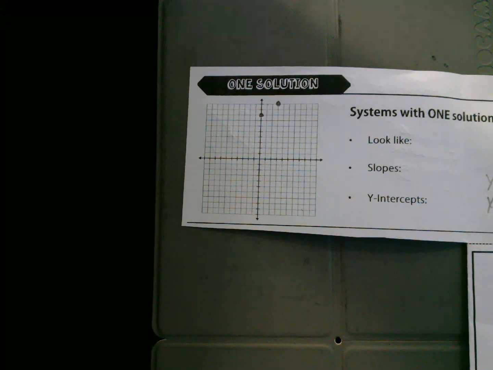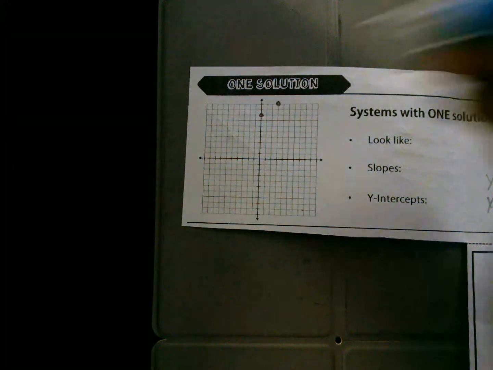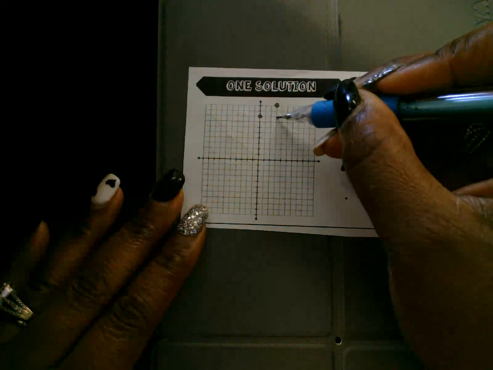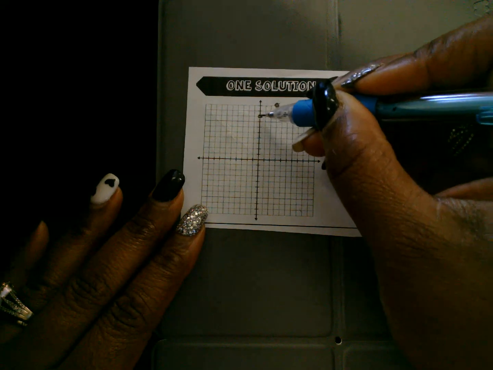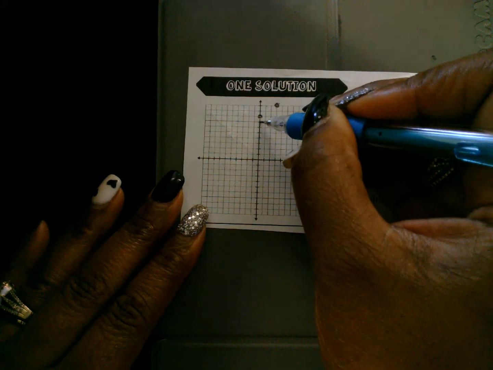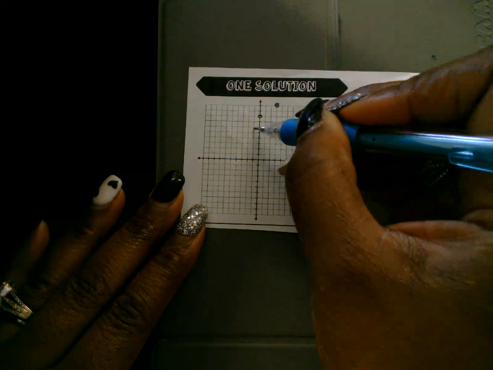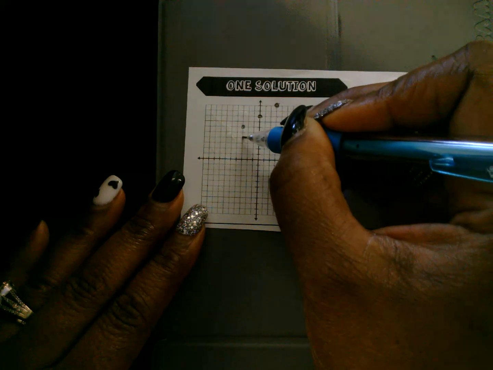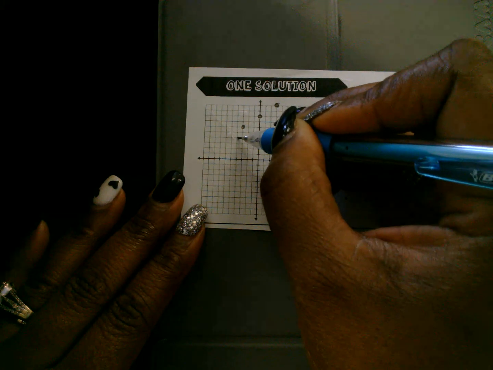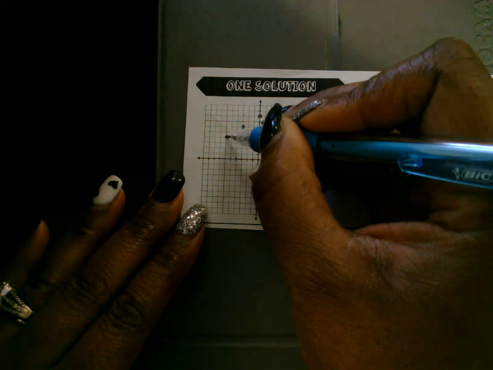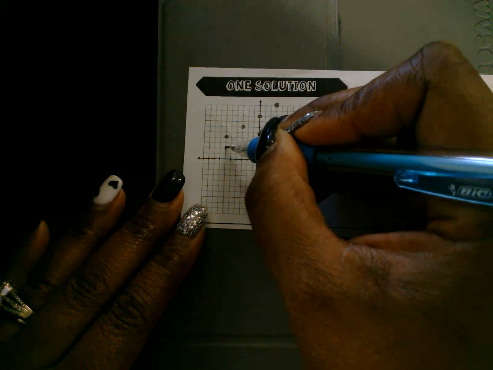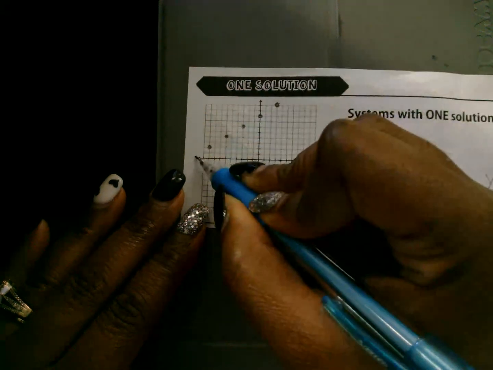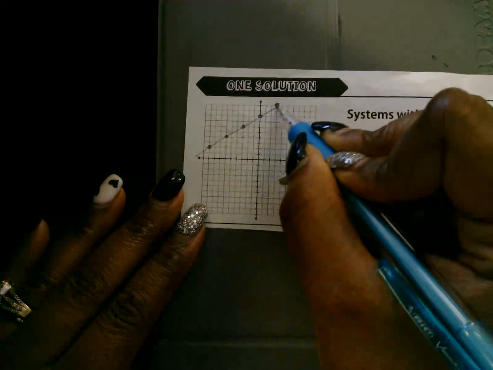Ran out of space, so I have to go in the opposite direction. Down 2 to the left. Down 1, 2, to the left 1, 2, 3. Down 1, 2, to the left 1, 2, 3. Continue the same way. This is where I draw my line, okay?